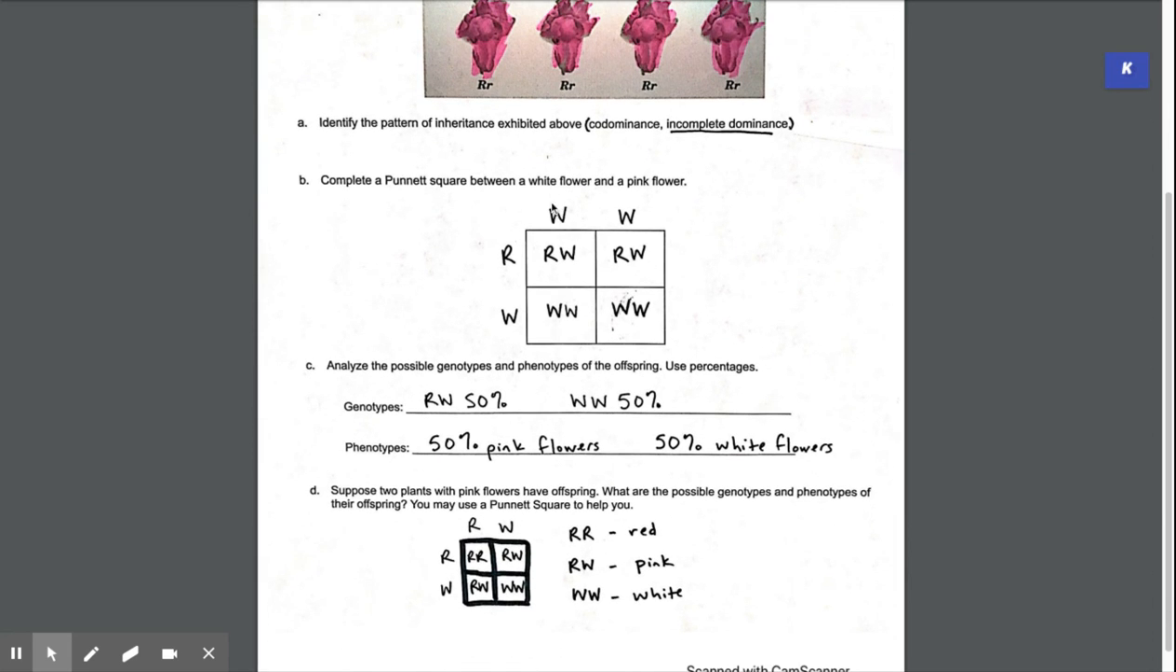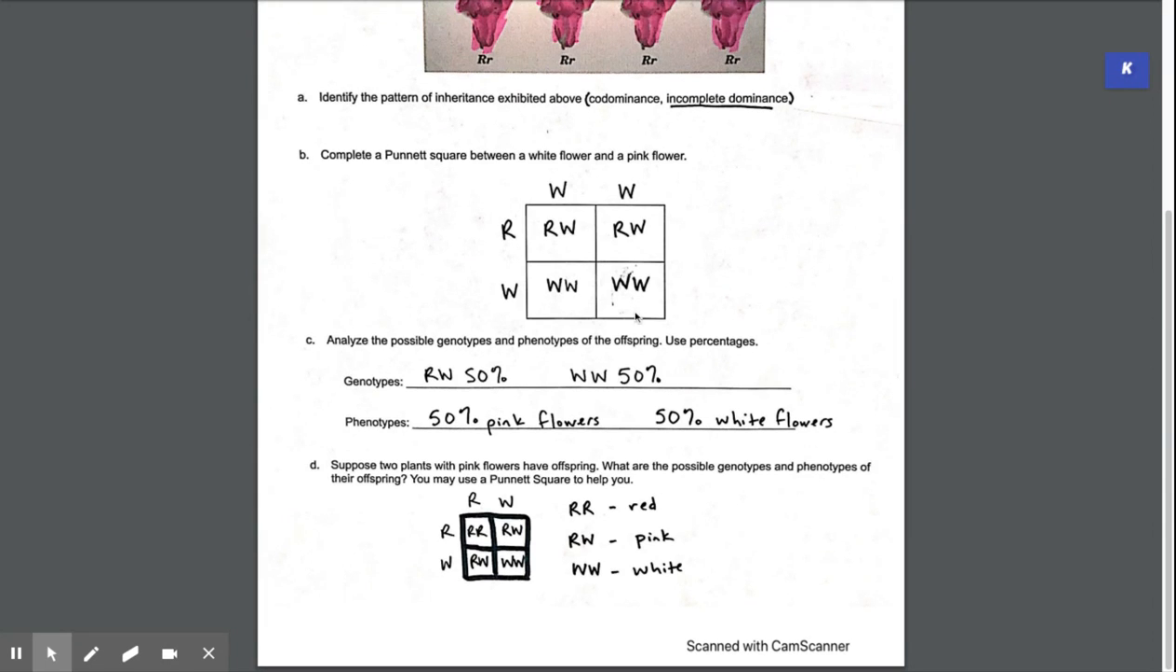If we're going to do a Punnett square between a white flower parent and a pink flower parent, we would take WW for the white flower, RW for the pink flower parent, and these would be all the offspring. We see the results where 50% would have pink flowers, 50% would have white flowers.